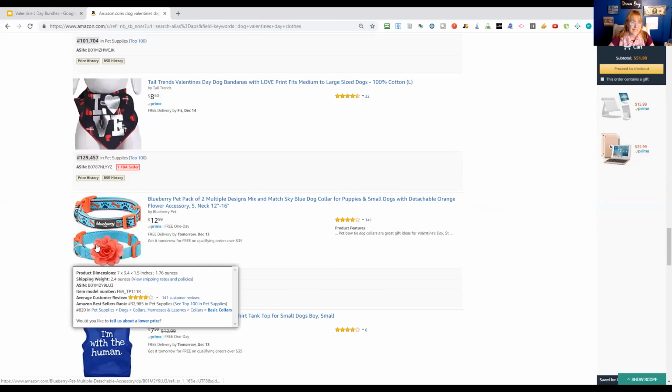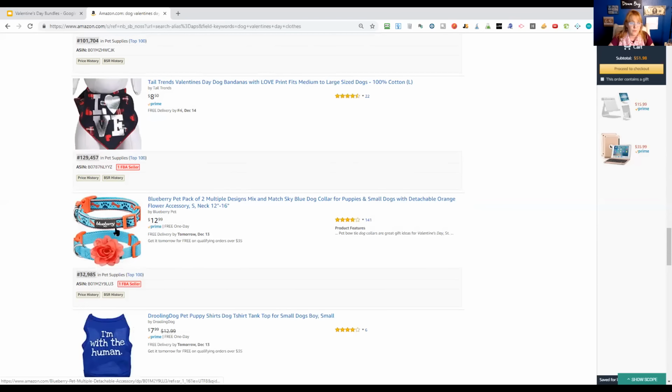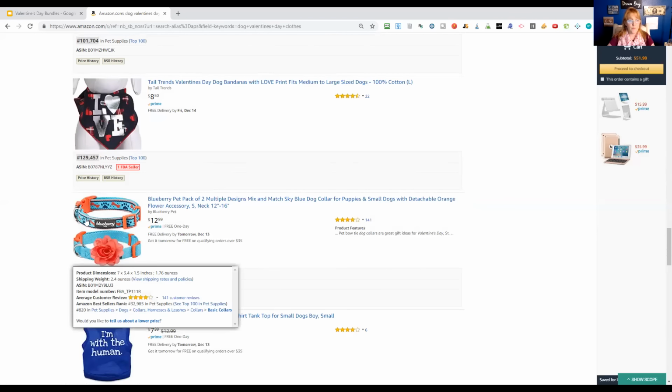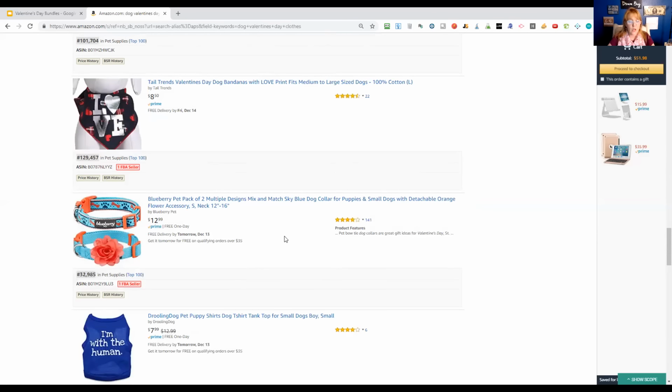Oh, how cute is this? I don't even have a dog and I would totally, that's adorable, right? Detachable orange flower accessory. So what if you did a collar, one of these little collars, but with a detachable flower. You did maybe 3 colors, black, white, and gray, and 10 different detachable flowers and a heart and a skull, right? For year-round holidays. How cute would that be?